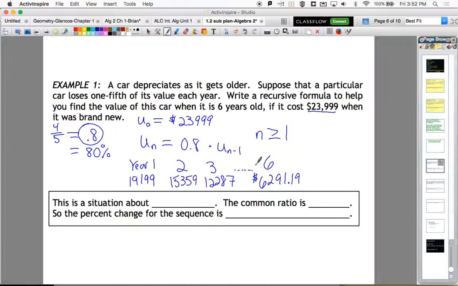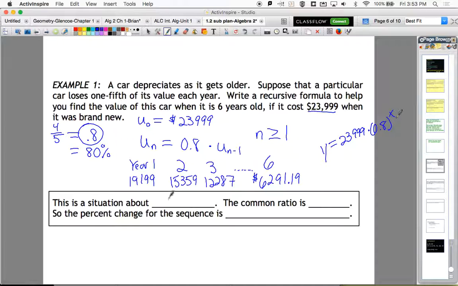And if you wanted to make an explicit formula, you certainly could. In this case, it'd be something like y equals our starting amount, 23,999, times our constant multiplier, 0.8 to the power of x. But we're just going to stick with our recursive formulas here, since that's what it's asking for. But if you're curious, that's what it would look like for an explicit formula.